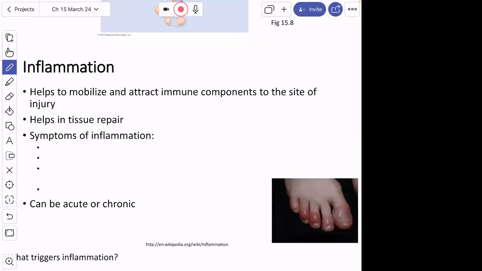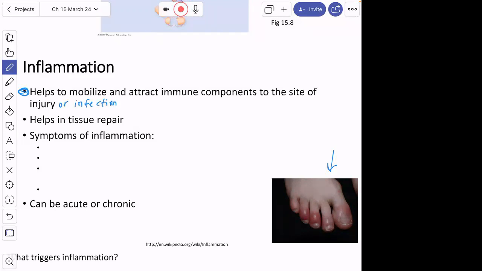Again, it's common to think about inflammation as being bad because we associate that with pain. But on a small scale, hopefully you'll understand that it's going to help mobilize immune cells. So help them chemotax towards where they need to be, either to the site of injury or infection.